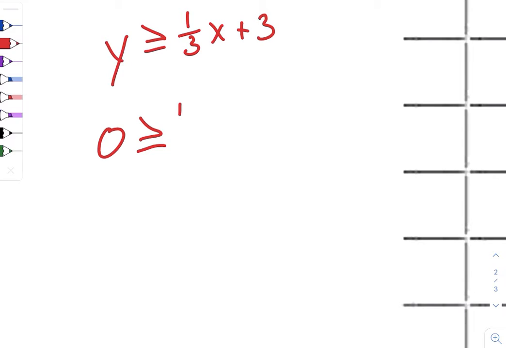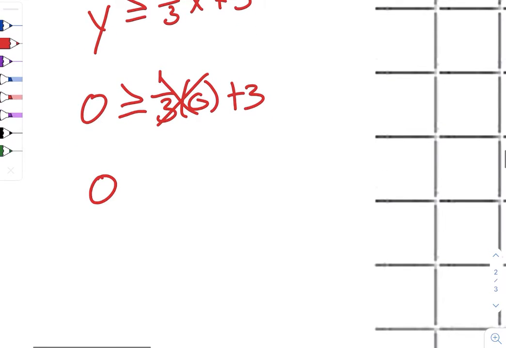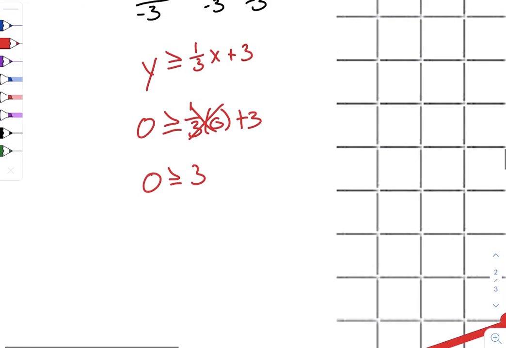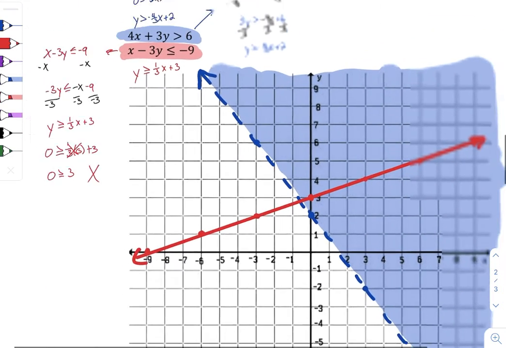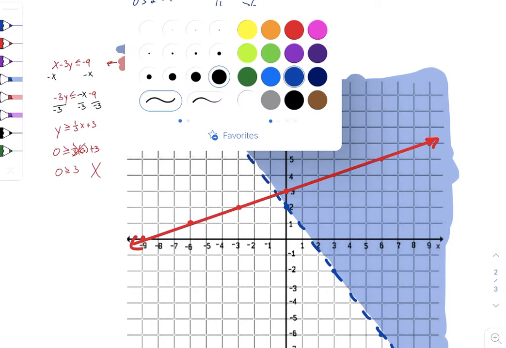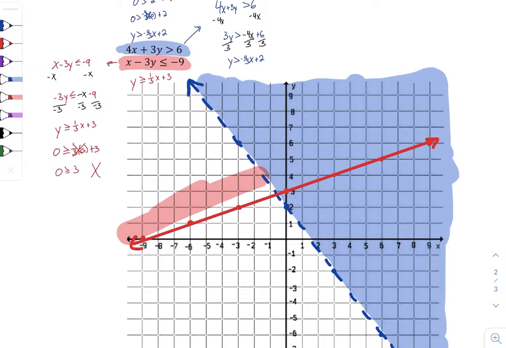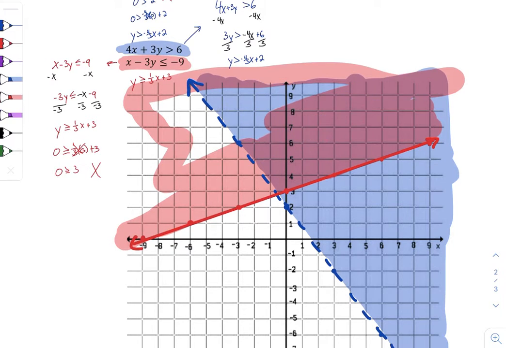0 greater than or equal to 1/3 times 0 plus 3. It's an ugly 0. That turns to 0 and cancels, so we get, well, it doesn't really cancel, it just kind of doesn't affect the plus 3. 0 is greater than 3. That's definitely not true. So I'm not going to shade where 0, 0 is. I'm going to shade the other side, which is right here. So I'm going to go ahead and shade this as nice as I can. I'm not going to spend too much time on it.